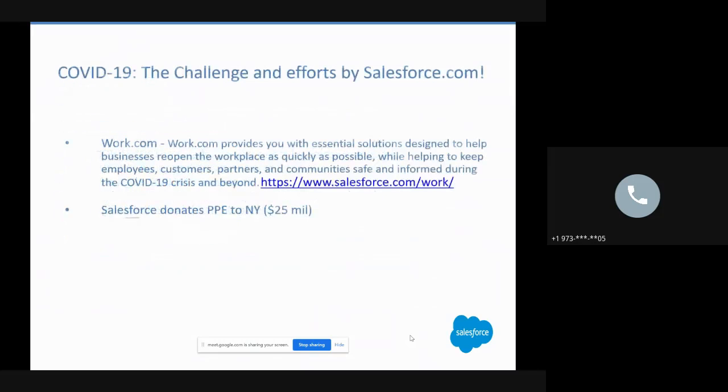So again, COVID-19 challenge and efforts, Salesforce.com. So work.com, again, I haven't gone to that website in detail, but what I could figure out is that it provides different organizations and companies help with not only reopening their businesses, but also getting information around COVID-19. And also he donated, it seems, PPE worth 25 million. So it's something to feel good about.